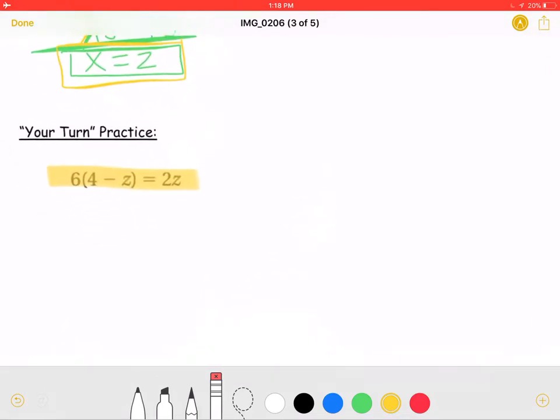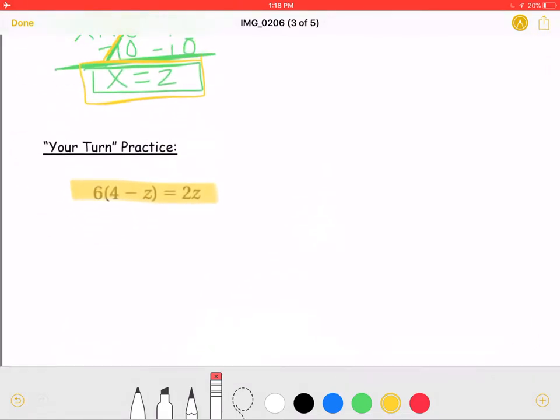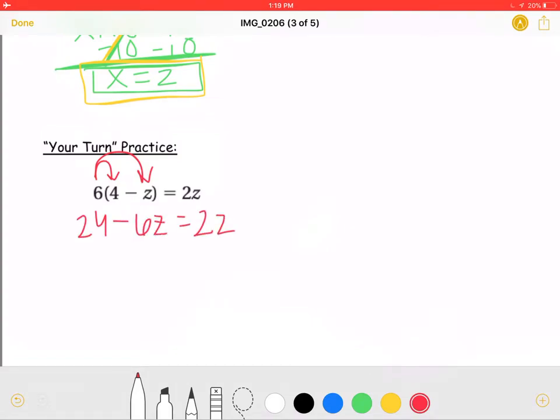All right, welcome back. Let's work through this problem together. Let's see how well you did. So first thing I notice, I want to do the distributive property. I'm going to distribute this 6 to both terms. So I get 24 minus 6z equals 2z.